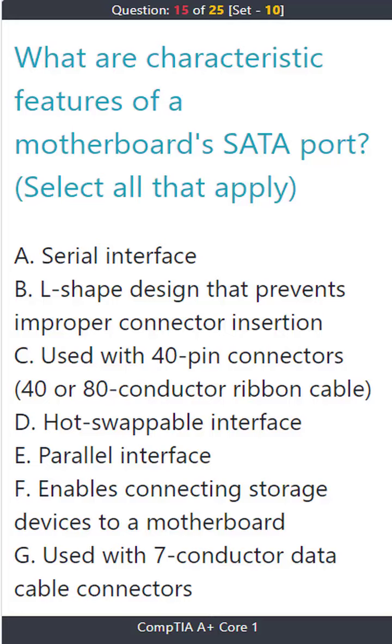Question 15. What are characteristic features of a motherboard SATA port? Select all that apply. A. Serial interface. B. L-shaped design that prevents improper connector insertion. C. Used with 40 pin connectors, 40 or 80 conductor ribbon cable. D. Hot swappable interface. E. Parallel interface. F. Enables connecting storage devices to a motherboard. G. Used with 7 conductor data cable connectors.